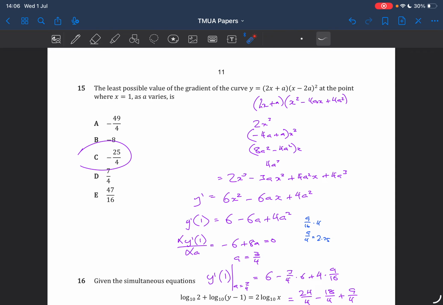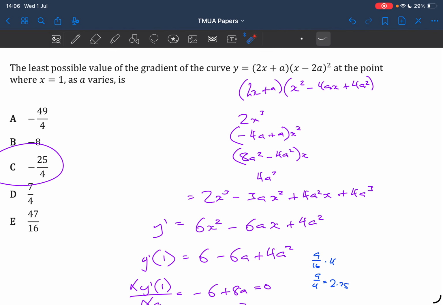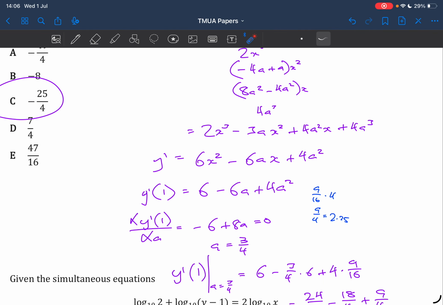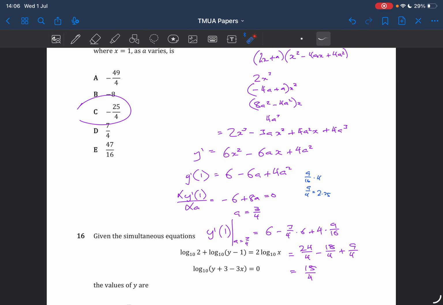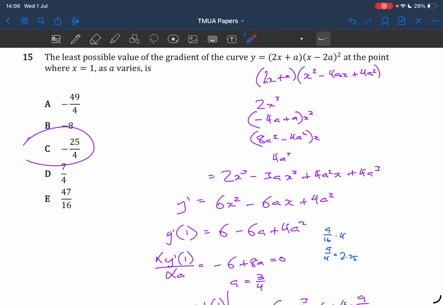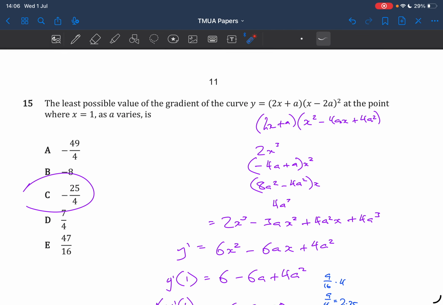Let me have a little double check. What time is it now? 14:06. What's gone wrong? Number 15. This isn't a 6 apparently. Did I expand it wrong?